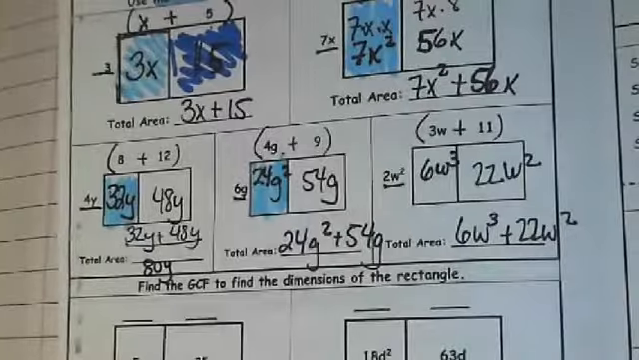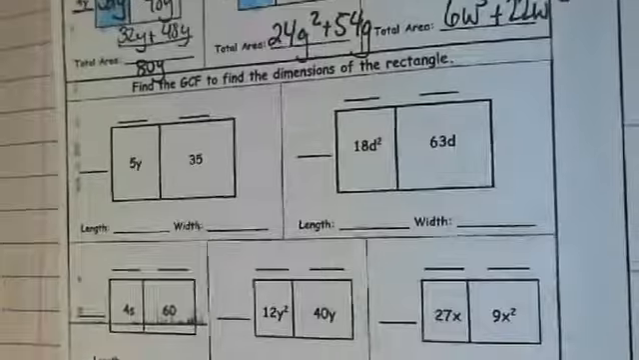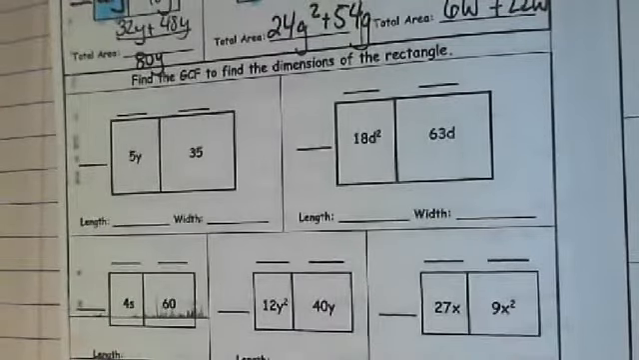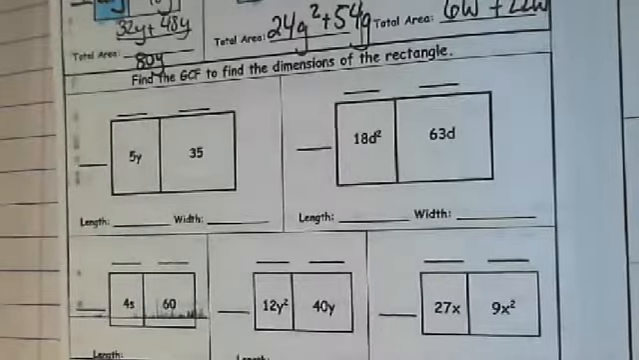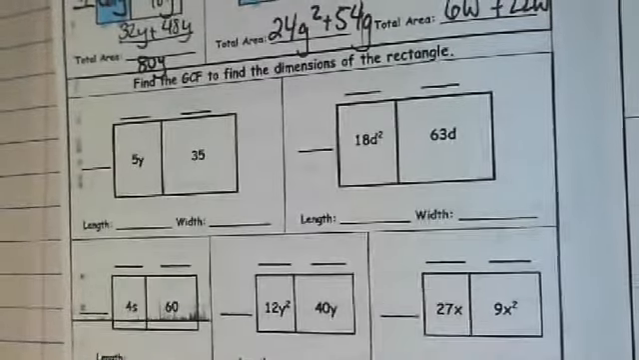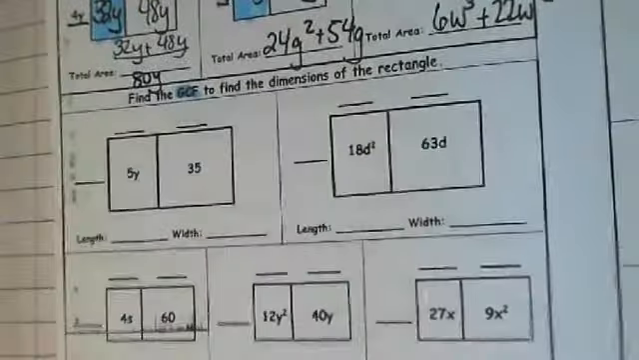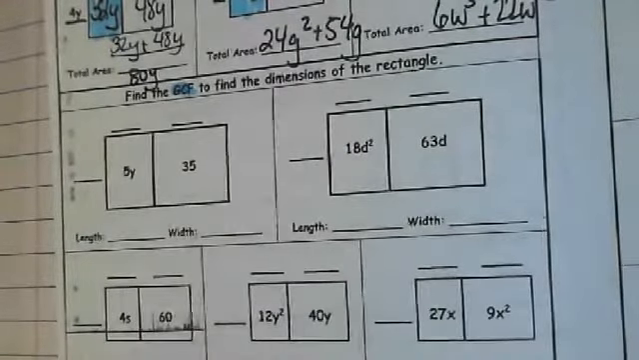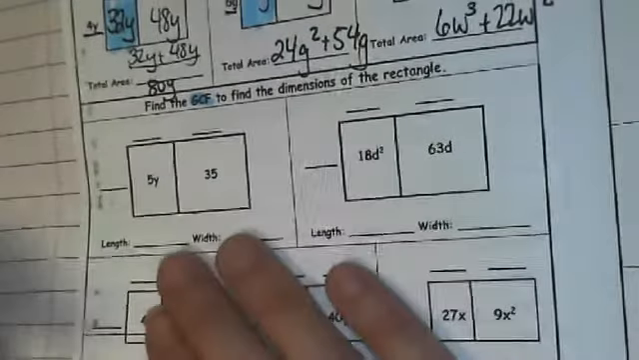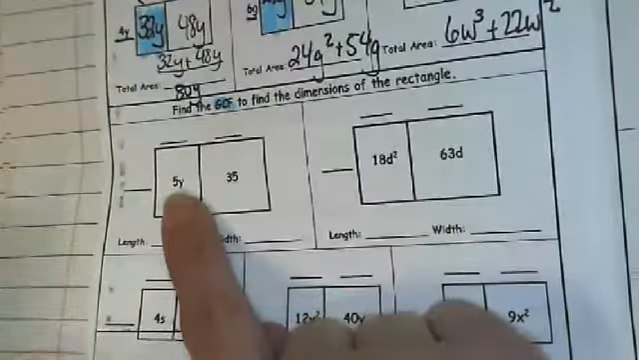As far as finding the GCF to find the dimensions of the rectangle, you're beginning with the total, or the area, but I have to figure out what the lengths of the sides are. So I'm going to find the GCF. I'm actually going to reverse it. Instead of finding the area, I'm going to find what the dimensions are. So I need to figure out what number outside of my box times this number here gives me 5y, and then what number times this part gives me 35.